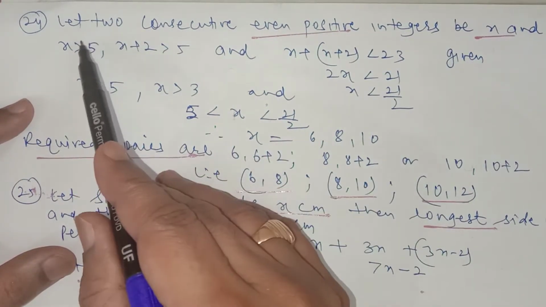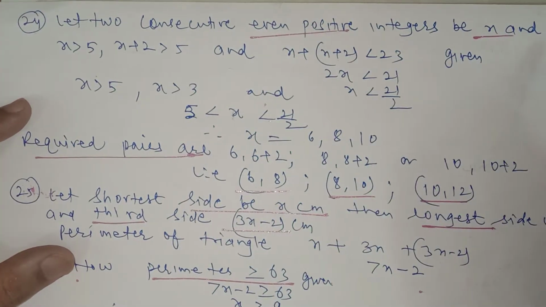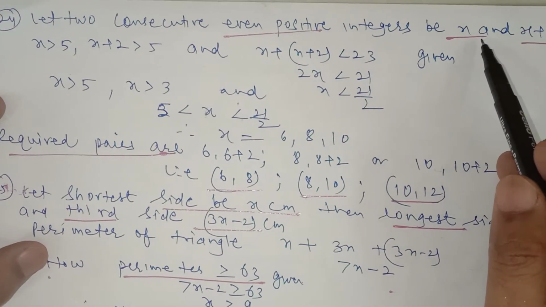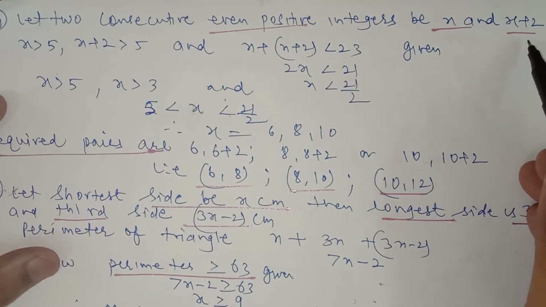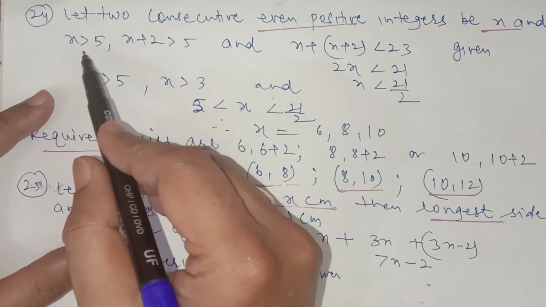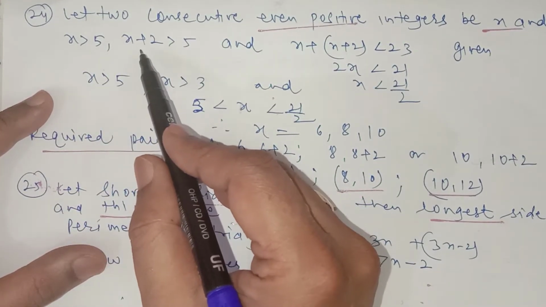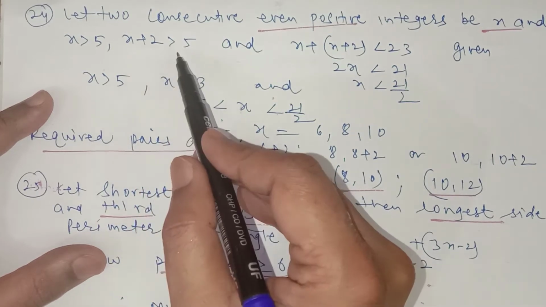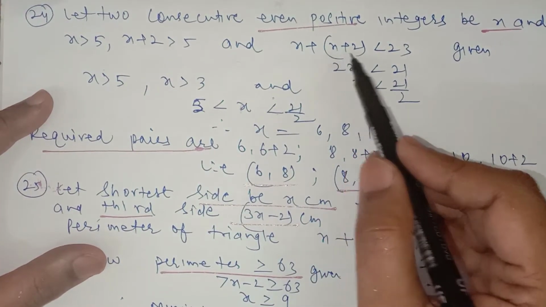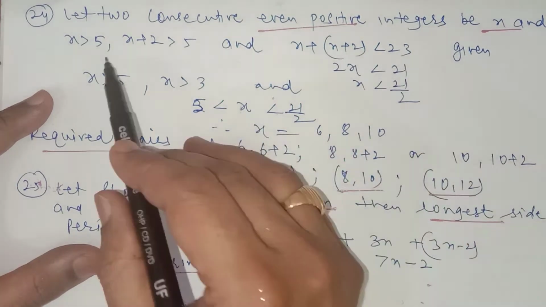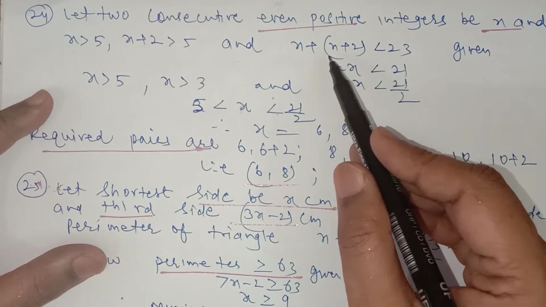So let those two consecutive positive even integers be x and x plus 2. If the first positive even integer is x, then the next positive even integer will be x plus 2. It is given that both are greater than 5, so x is greater than 5, and the second even integer x plus 2 is also greater than 5, and the sum of these two positive even integers is less than 23. Let us simplify these three inequations.